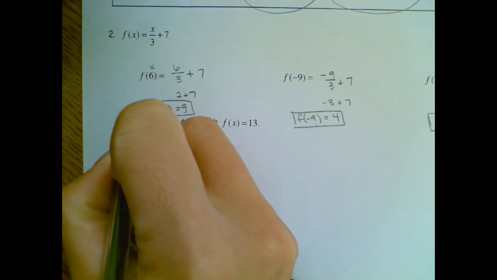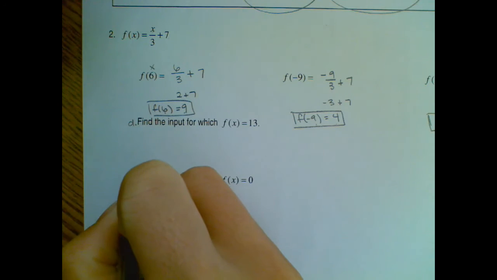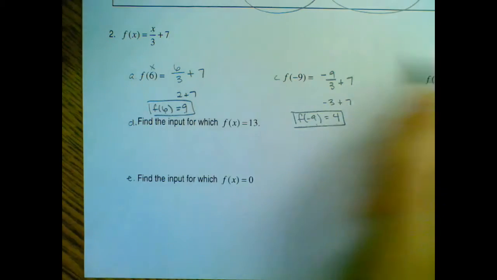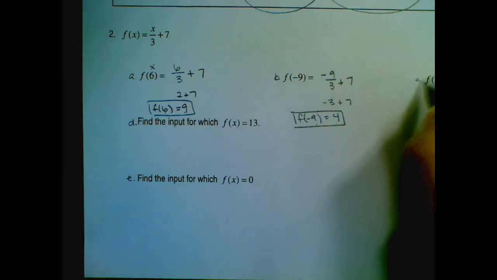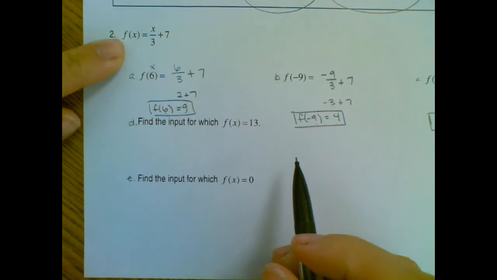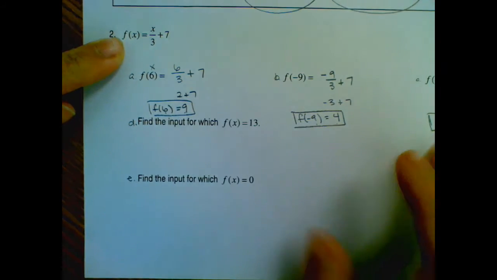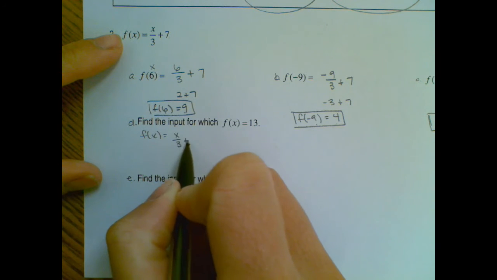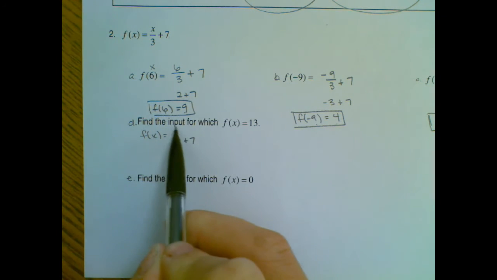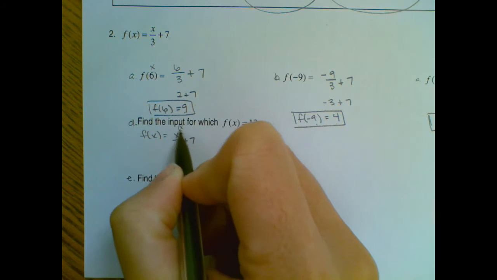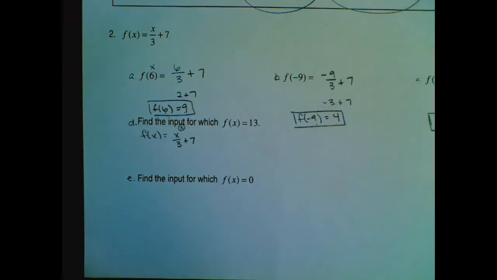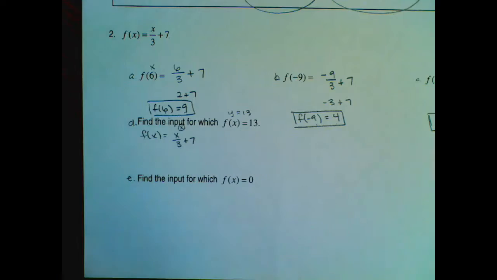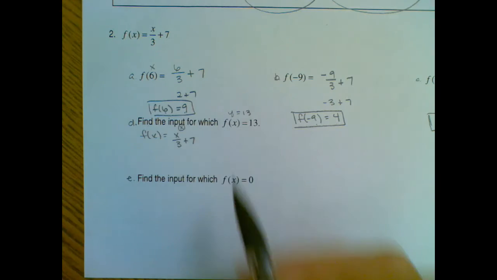Okay, we're going to call these D and E just for the purposes of labeling these. So for letter D here, we're still using this f of x equals x over 3 plus 7. However, in D it says find the input. Well, we know the input is x, so we need to find x when y is 13, because y and f of x are the same thing.